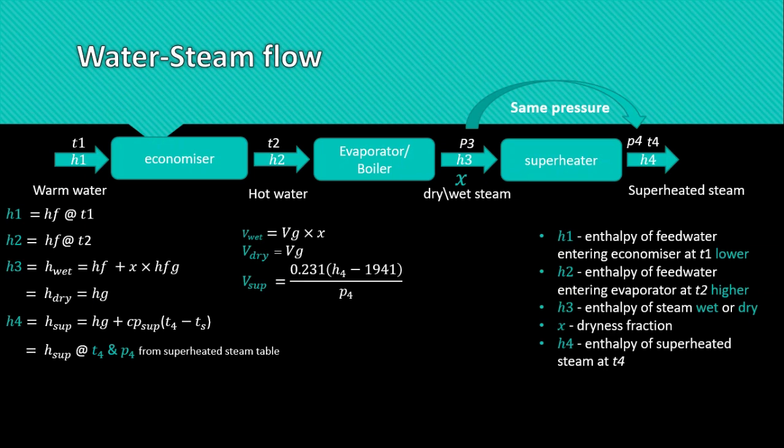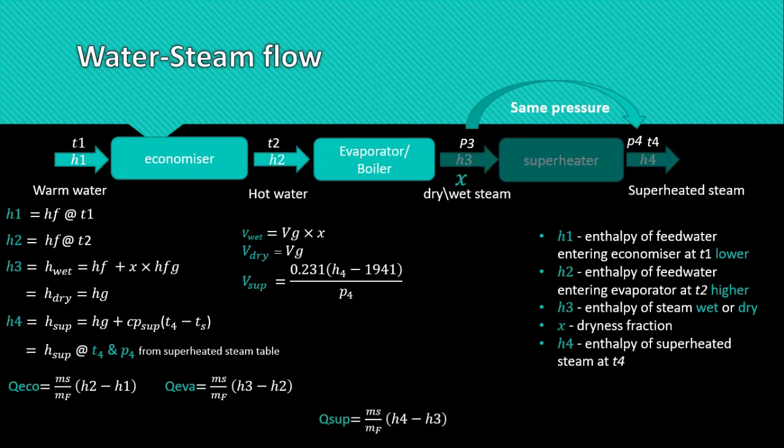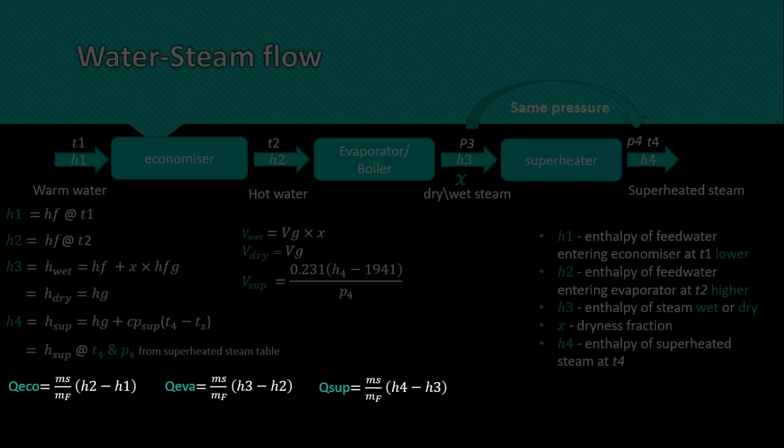Now let's go to the formula used to calculate the amount of the heat absorbed by each component. For economizer, Q eco is equal to the mass of steam divided by mass of fuel, in kg per kg of fuel, okay? Multiplied by H2 minus H1. And then for evaporator, Q eva is equal to mass of steam divided by mass of fuel multiplied by H3 minus H2. For superheater, Q sup is equal to mass of steam divided by mass of fuel multiplied by H4 minus H3. And guys, the amount of heat absorbed by each component are in kilojoules per kg, okay?